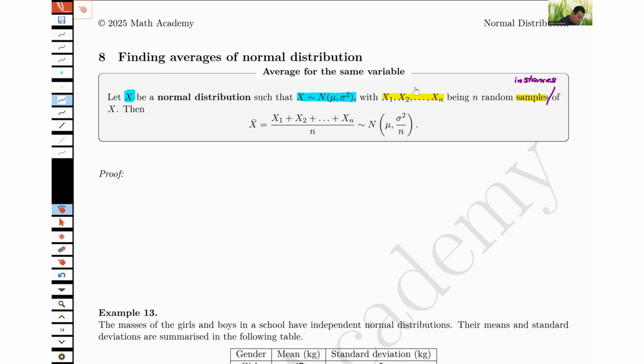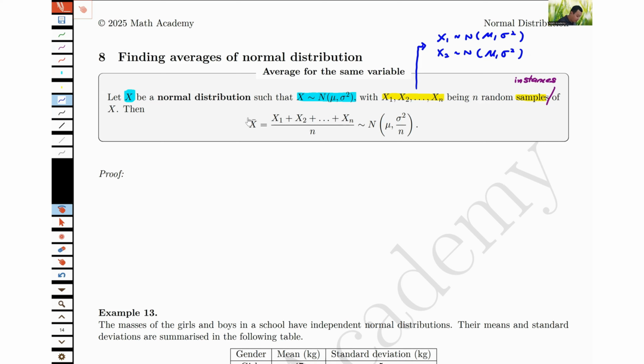Let me give you a little bit more understanding on this first. What it means is if you have X1, X1 is still mu, sigma squared. There's no change in the distribution. They take from X, so X2 is also the same, still mu, sigma squared. So you can think of it like different objects, all from X.